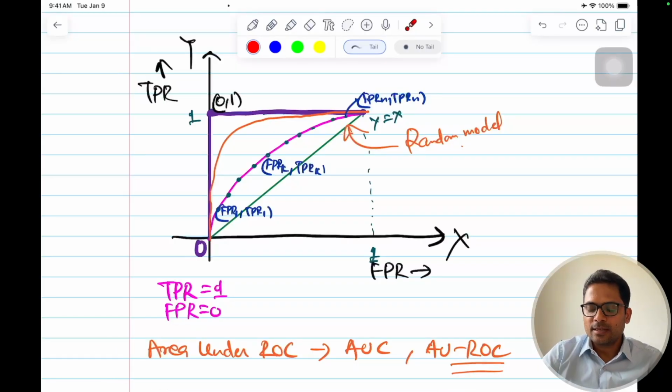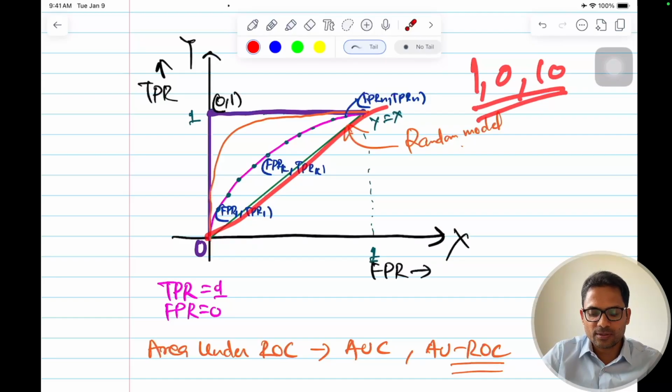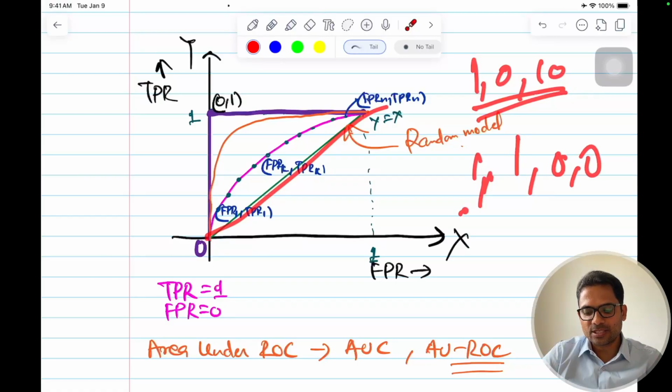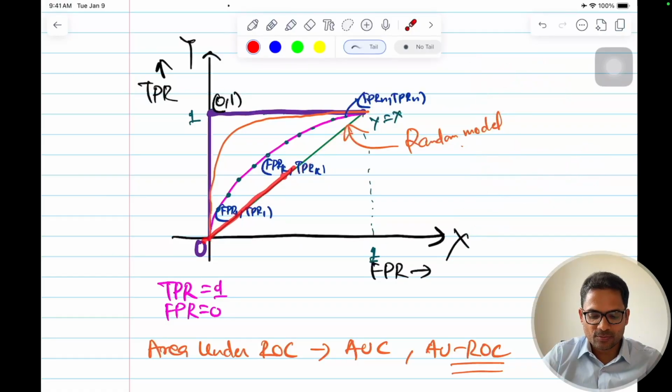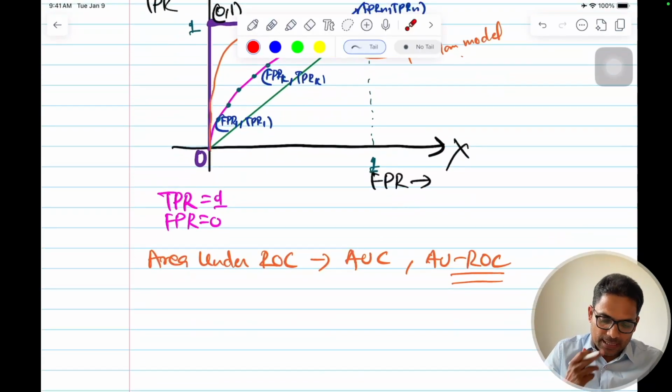Okay. And the random model, because it will randomly classify everything, half of the labels will be classified as 1 and half of them will be classified as 0. That's why you will always have the true positive rate and false positive rate equal, and they will be on the y equal to x axis. But this has limitations, and we'll understand it with an example.